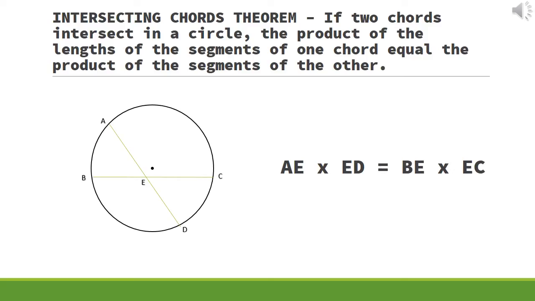Consider the circle with chords BC and AD intersecting at point E. By the intersecting chords theorem, if two chords intersect in a circle, the product of the lengths of the segments of one chord equals the product of the segments of the other. Thus, the measure of line segment AE multiplied by the measure of line segment EB is equal to the measure of line segment BE multiplied by the measure of line segment EC.